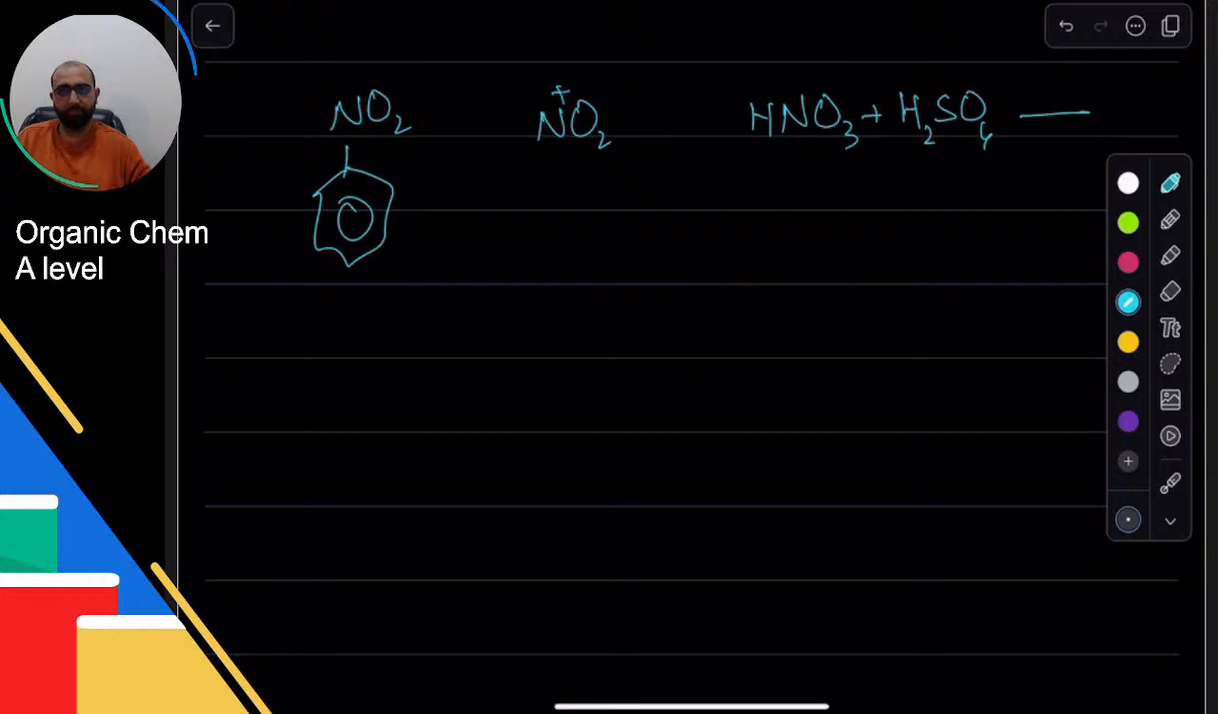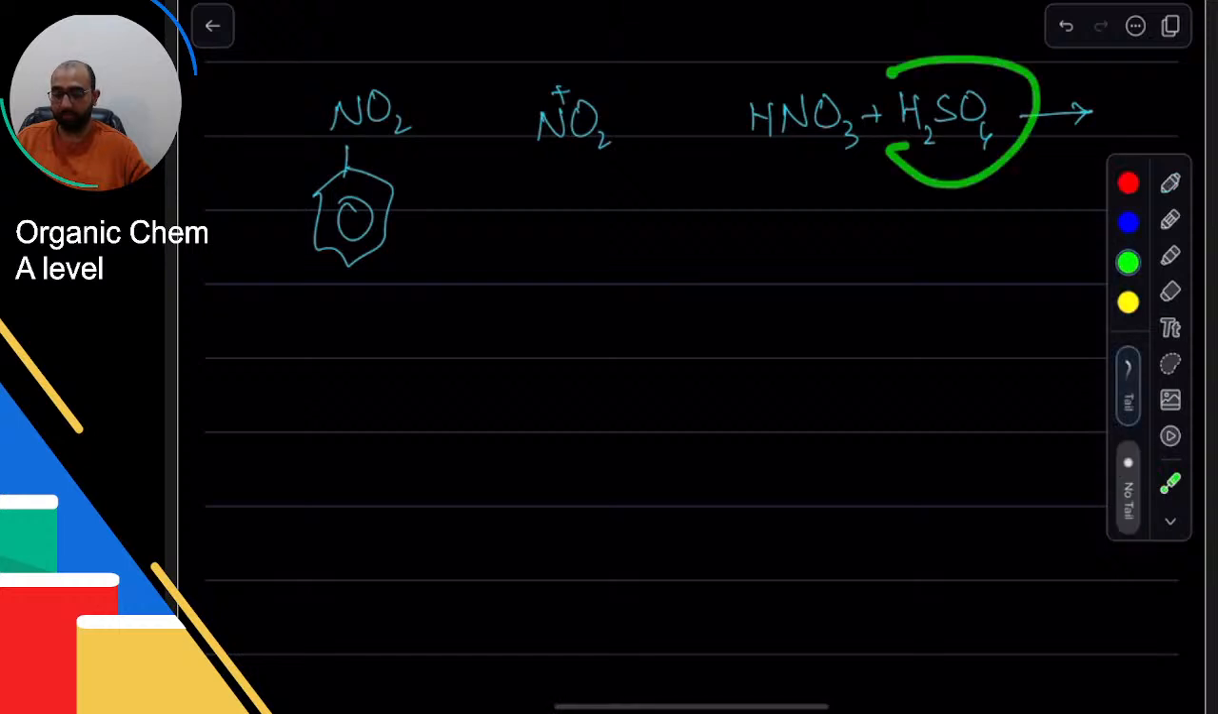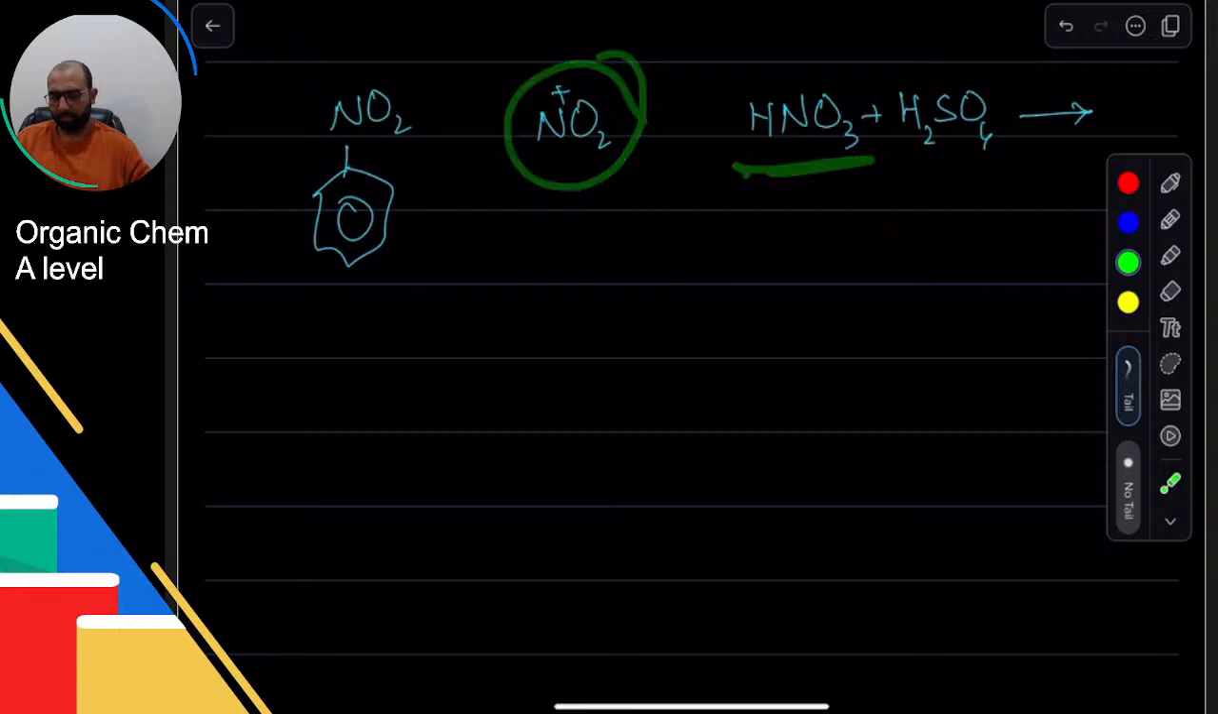Acid-base reaction? Yeah, acid-base reaction. What is the acid? This one's the acid. Why? Because I need this to be the base. I need this to give me NO2 plus. So nitric acid is acting as a base.